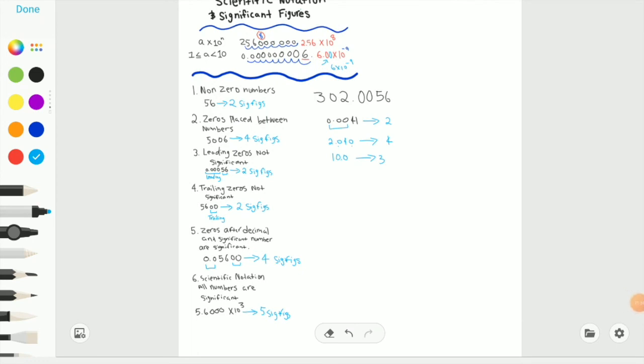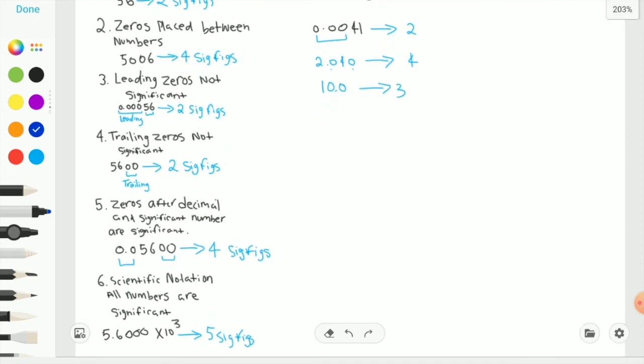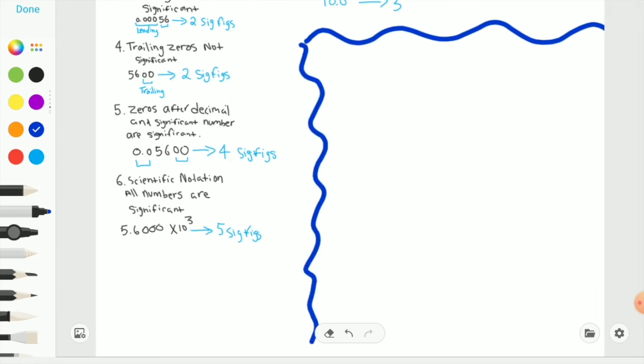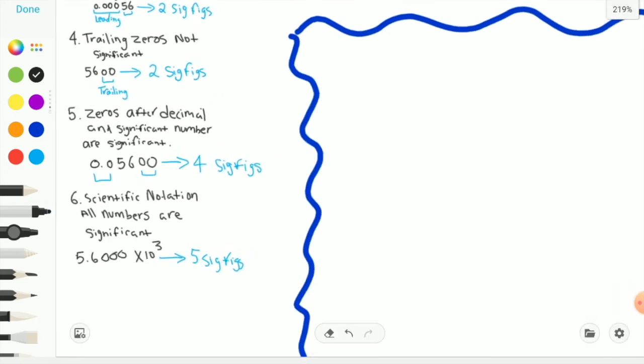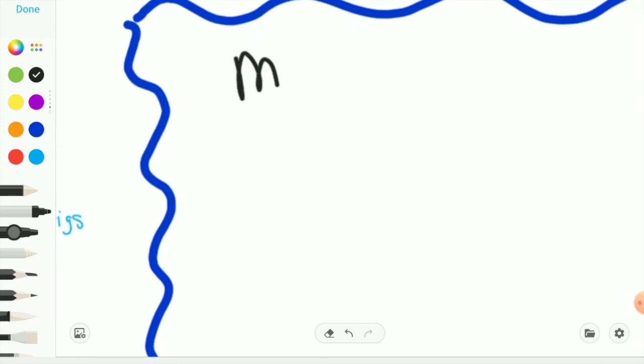I'm now going to show you how to do calculations with significant figures, because multiplying and dividing have different rules than addition and subtraction. When you're doing multiplication and division, the number of significant digits that you use in your final answer is based on the number that has the least amount of significant figures.